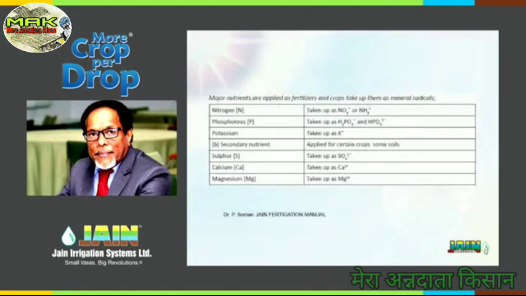Now, these nutrients which I listed are applied as nitrogen, phosphorus, potassium, and secondary elements sulfur, calcium, and magnesium. And the crop takes up nitrogen as nitrate or ammonium, phosphorus as H2PO4 and HPO4, orthophosphate, potassium as the K+ ion, and like that.